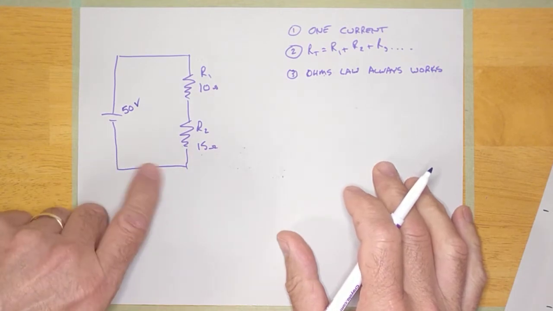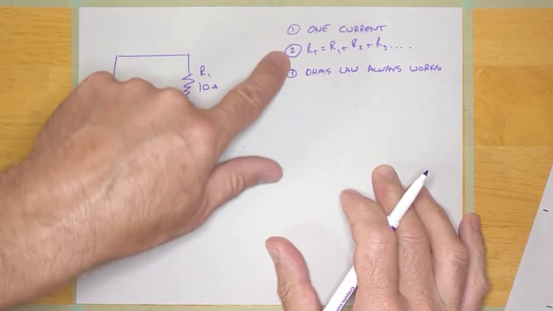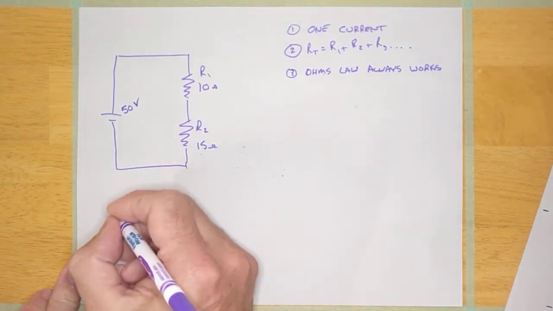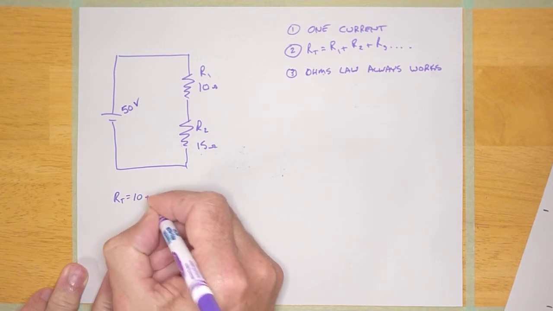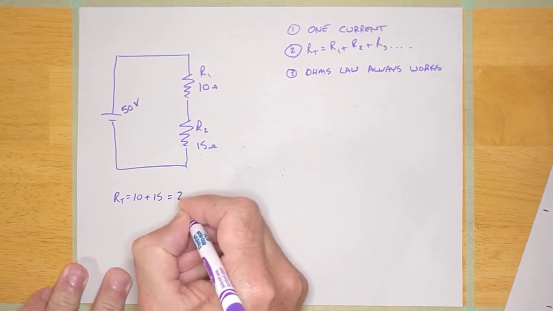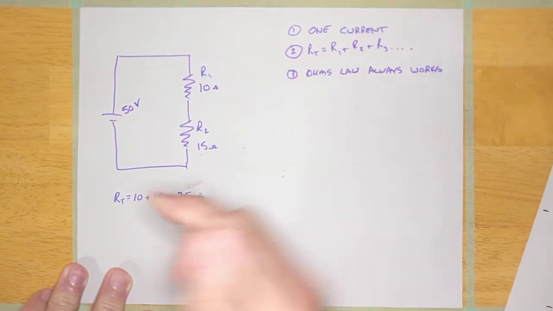Okay, guys? Just for fun, let's actually apply Ohm's law. We'll apply these two rules right here. Our total, guys, looks like it's 10 plus 15, okay? So it's going to be 25 ohms, okay? And that's that one. And now Ohm's law.